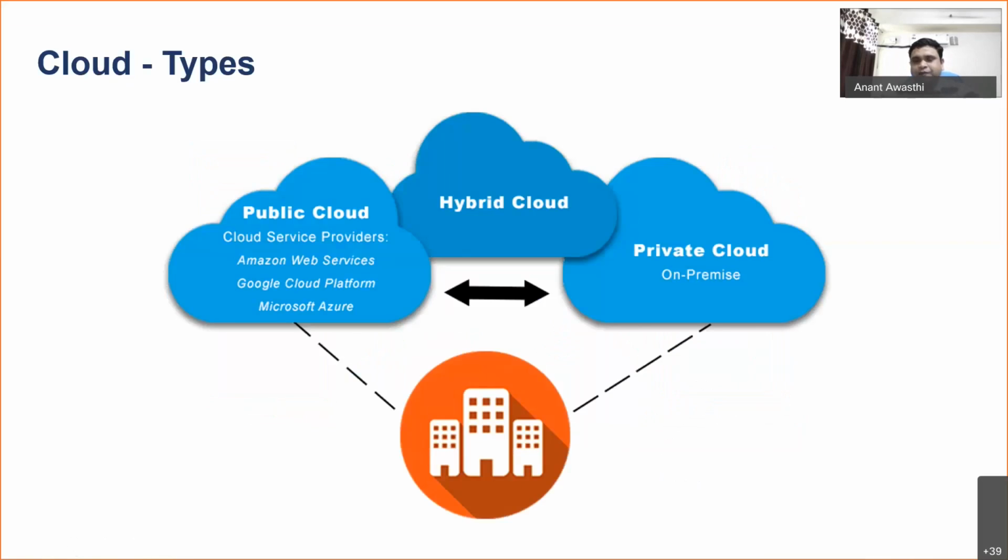Now coming to the types. By deployment, there are three types of clouds. One, private cloud. Second, the public cloud. And the third is hybrid cloud. Private cloud is something when you have... any question?